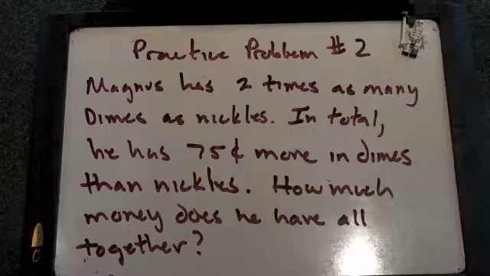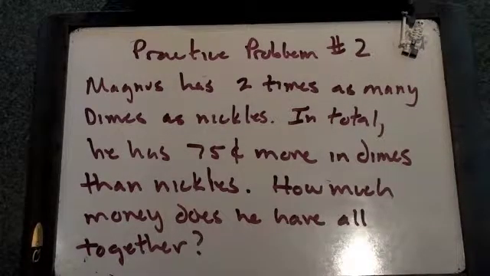Magnus has 2 times as many dimes as nickels. In total, he has 75 cents more in dimes than nickels. How much money does he have altogether? Okay, so he has 2 times as many dimes as nickels. So what does that mean? It means there's twice as many dimes as nickels.